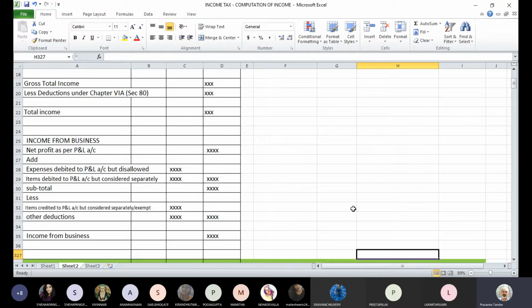One scenario is you are given either profit and loss account or income and expenditure account. Usually P&L account will be for business and income and expenditure account may be generally for professionals. Or you may have receipts and payments account, which is a second scenario. Now today we will discuss if you are given income and expenditure account or P&L account, then how do we compute the income from business or profession.